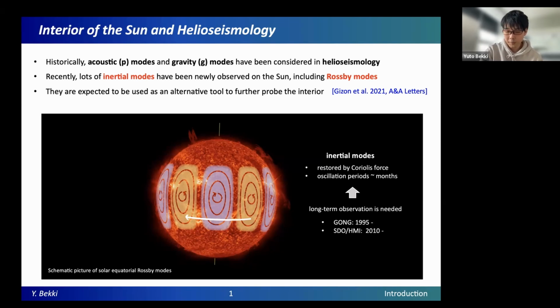And now we have the observations from GONG, MDI, and HMI, with more than 10 to 20 years of data. So now it's a very good time to study the inertial modes of the sun. They have very different properties from conventional P modes, so we expect that they can be used as an alternative tool to do helioseismology.